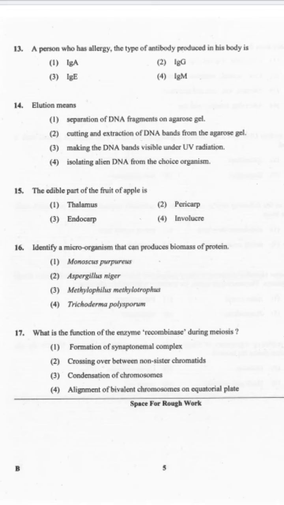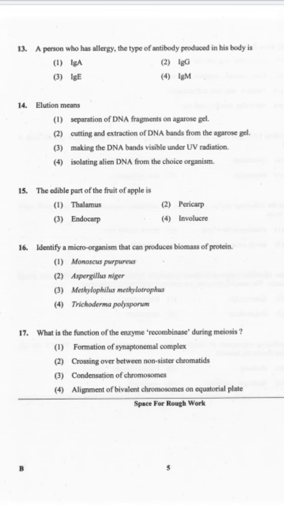Elution means: 1, separation of DNA fragments on agarose gel; 2, cutting and extraction of DNA bands from the agarose gel; 3, making the DNA bands visible under UV radiation; 4, isolation of alien DNA from the chosen organism. The correct answer for this 14th question is option 2. The explanation is: the separated bands of DNA are cut out from the agarose gel and extracted from the gel piece, which is known as elution. Hope you understood this one. Now let's go to 15th question.